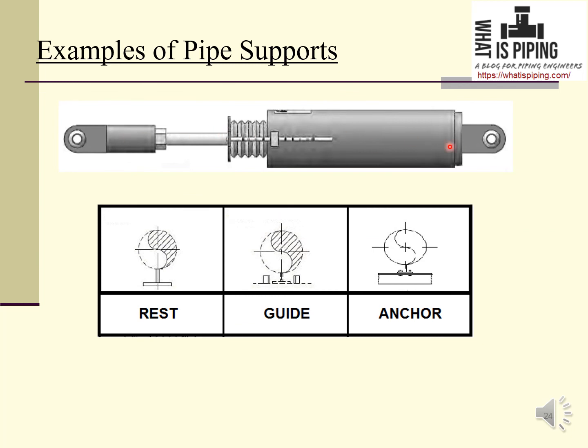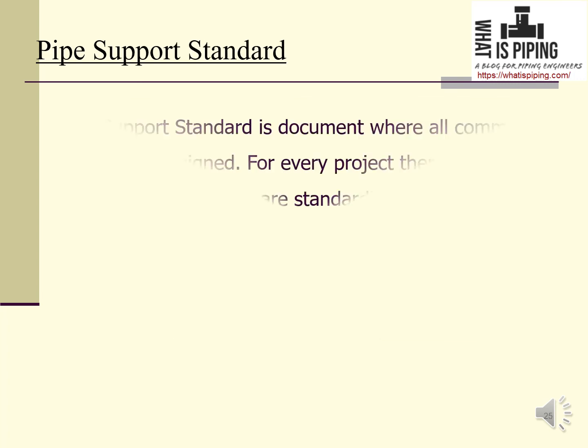This is an example of snubber. This is normally used for resisting vibrations. This is a dynamic support. These are the typical drawings for rest support, guide support, and anchor support. Here you can see that the shoe or member is bolted directly to the secondary structure. So the pipe at this location will not be able to either translate or rotate. So all 6 degrees of freedom are resisted at this location.